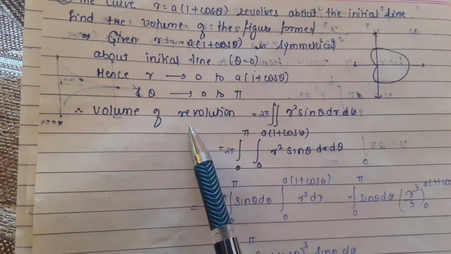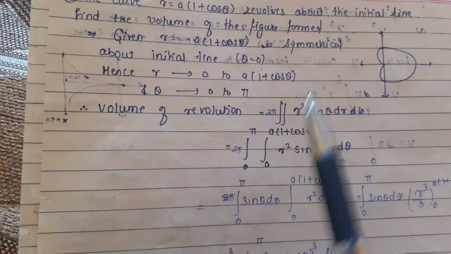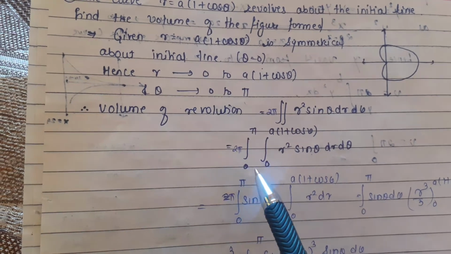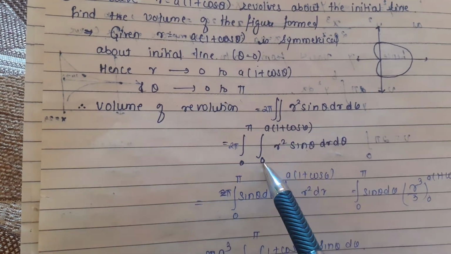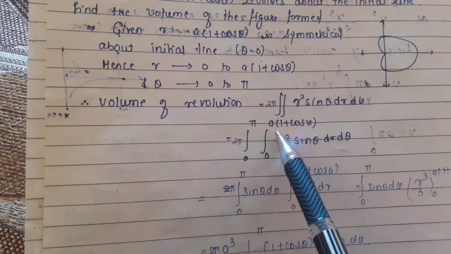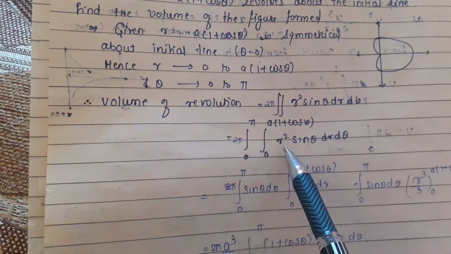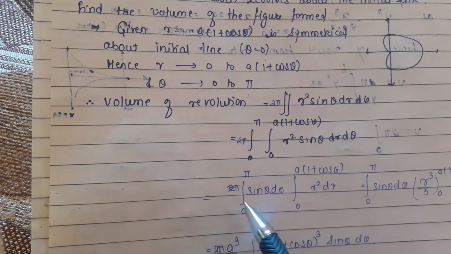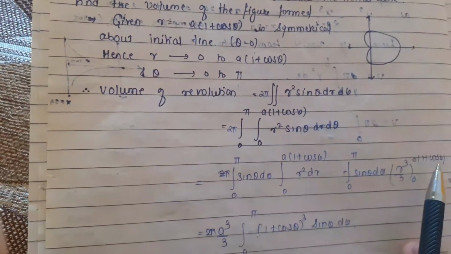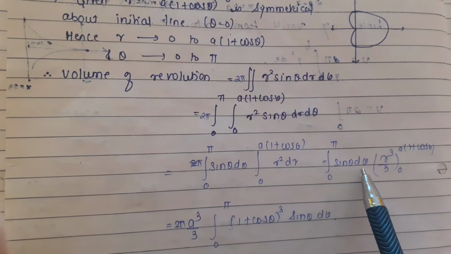So the volume of revolution equals 2 pi double integration r square sine theta dr d theta. Generally we take constant limits outside, therefore integration from 0 to pi, then integration from 0 to a into 1 plus cos theta r square sine theta dr d theta. As the inner integration has limits in terms of theta, we first take the integration of r. So 2 pi, then integration 0 to pi sine theta d theta, 0 to a into 1 plus cos theta r square dr, just separating the integration with respect to the variable. So 0 to pi sine theta d theta is as it is.